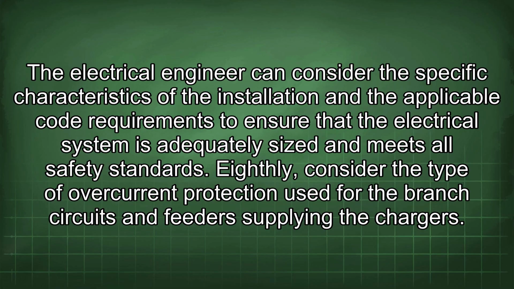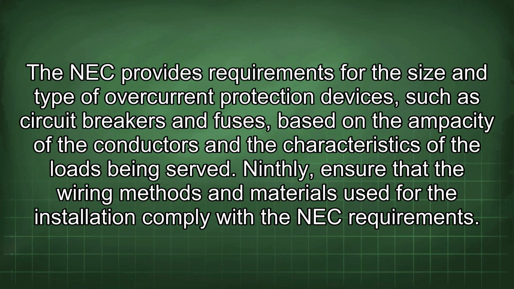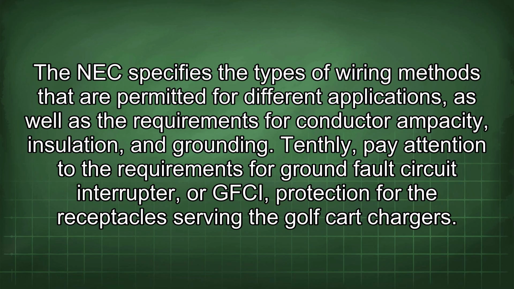Eighthly, consider the type of overcurrent protection used for the branch circuits and feeders supplying the chargers. The NEC provides requirements for the size and type of overcurrent protection devices, such as circuit breakers and fuses, based on the ampacity of the conductors and the characteristics of the loads being served. Ninthly, ensure that the wiring methods and materials used for the installation comply with the NEC requirements. The NEC specifies the types of wiring methods that are permitted for different applications, as well as the requirements for conductor ampacity, insulation, and grounding.